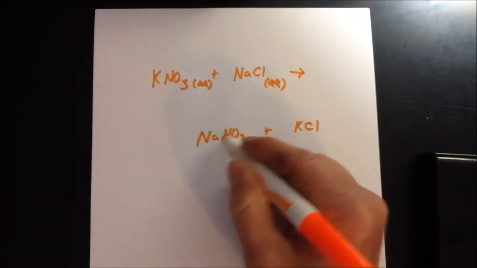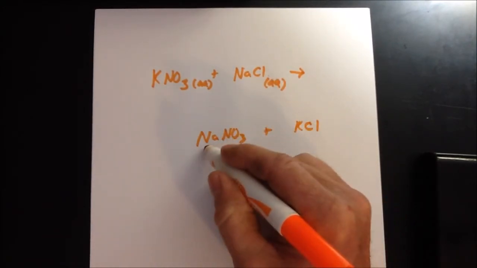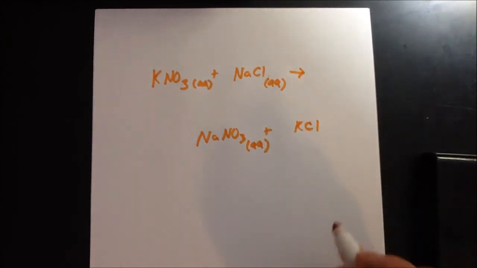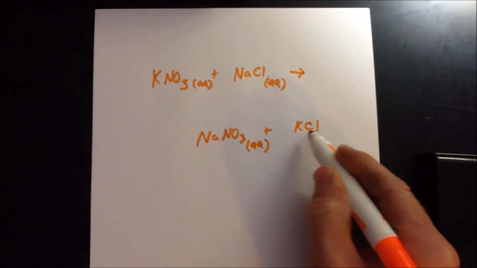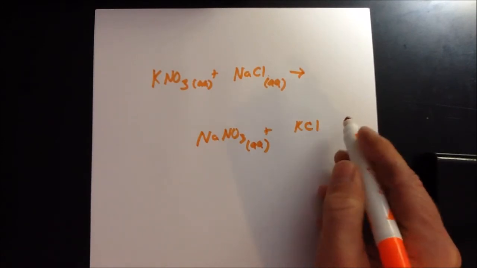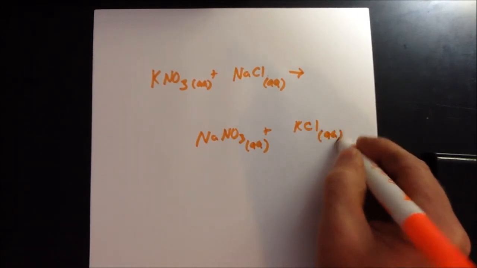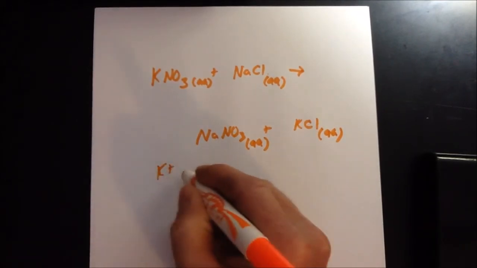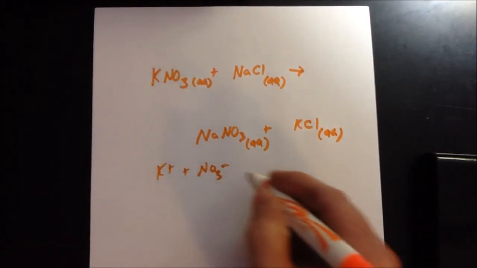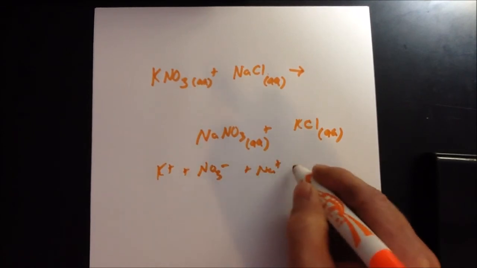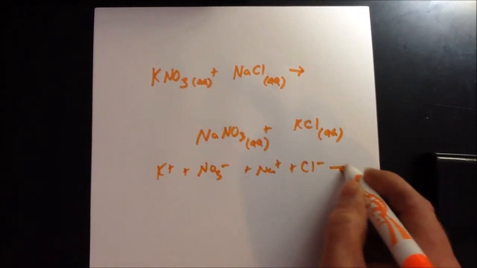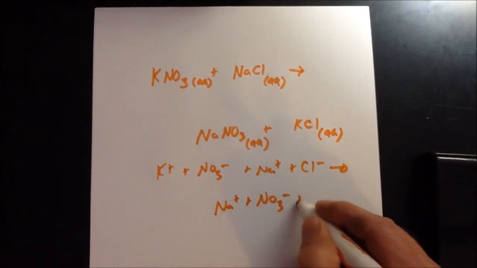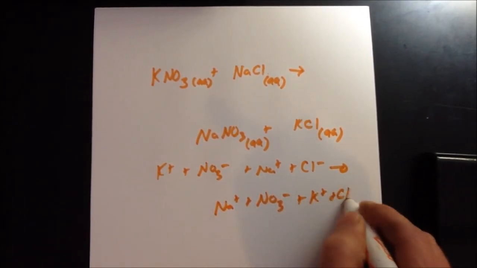I have to ask myself, is there a rule that tells me about this? Group 1A, aqueous, nitrate's aqueous. So that is definitely aqueous. Group 1A, aqueous, all chlorides except lead, mercury, and silver, so either rule, that's also aqueous. So now when I do the net ionic, I get K plus NO3 minus plus Na plus Cl minus arrow Na plus NO3 minus plus K plus Cl minus.